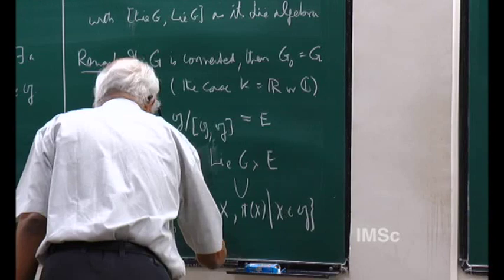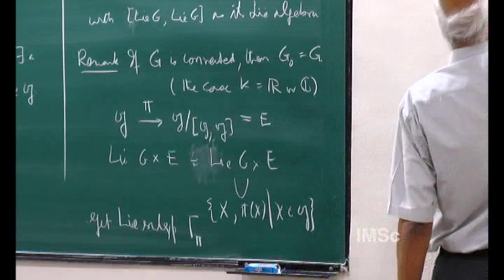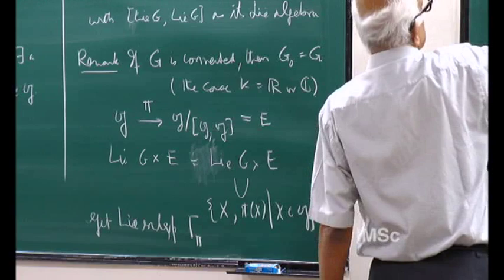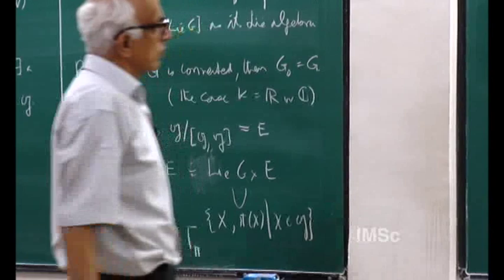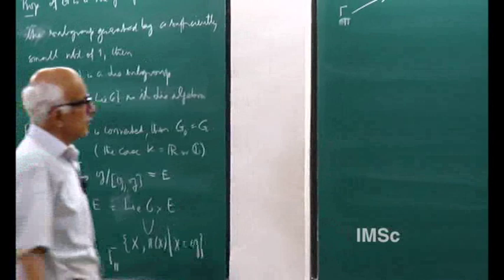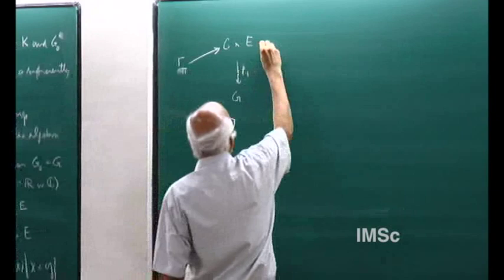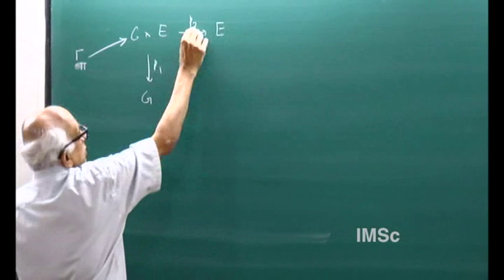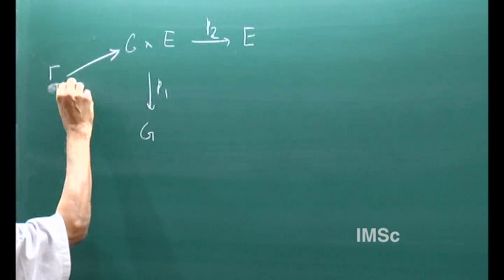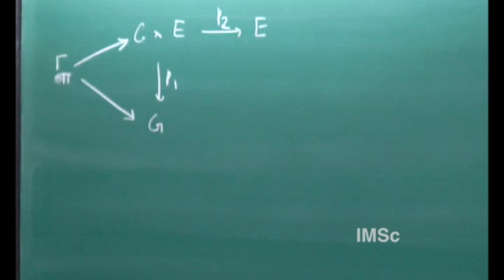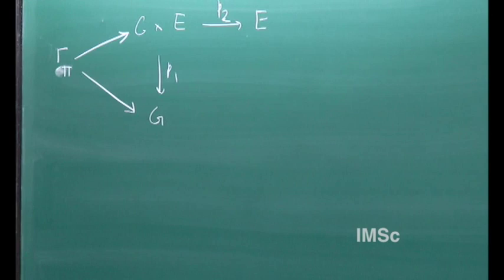So we have the following picture: G cross E, and gamma pi, a Lie subgroup corresponding to that. And of course, your projections here to G, the Cartesian projection, and also to E. So gamma pi is a Lie subgroup. You have an analytic inclusion here and a projection down there. So you get a map like this. Of course, that map, one knows from the definition, induces an isomorphism in the Lie algebras.